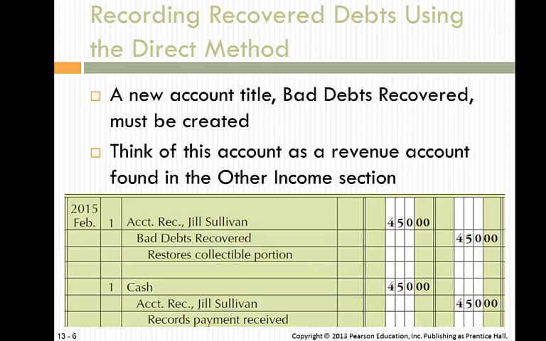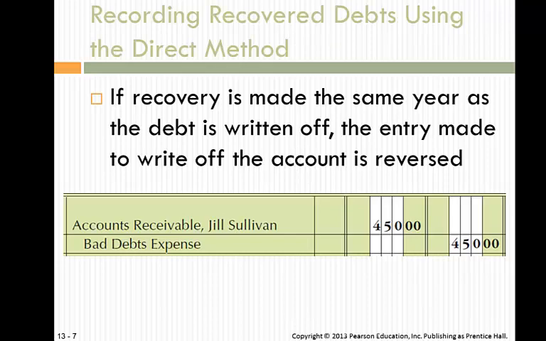Bad Debts Recovered is like a revenue account and is listed on the income statement in a section called Other Income because it's not sales revenue. The next step is to record an increase in cash with a debit and a decrease in the customer's accounts receivable account with a credit. If the account was paid in the same year, there's no need to use the Bad Debts Recovered account. We simply reverse the write-off journal entry done previously as if it never happened.